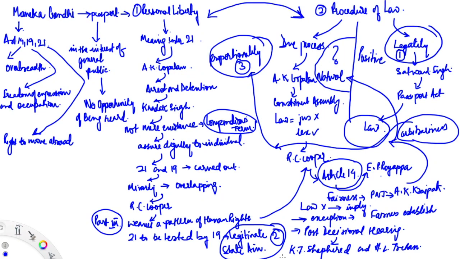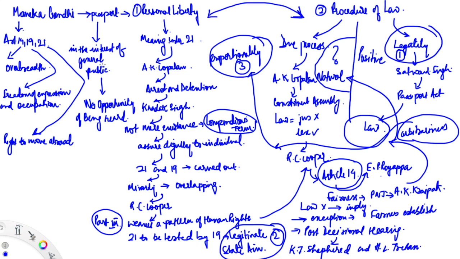So now we discuss the most popular case, which is Maneka Gandhi versus Union of India. I will discuss the facts very briefly because most of you are already aware of it. The passport of Miss Maneka Gandhi was withheld by the passport authority on the directions of the central government. The passport was withheld on the ground of public interest, and she was not given any opportunity of being heard, also on the ground of in the interest of general public.